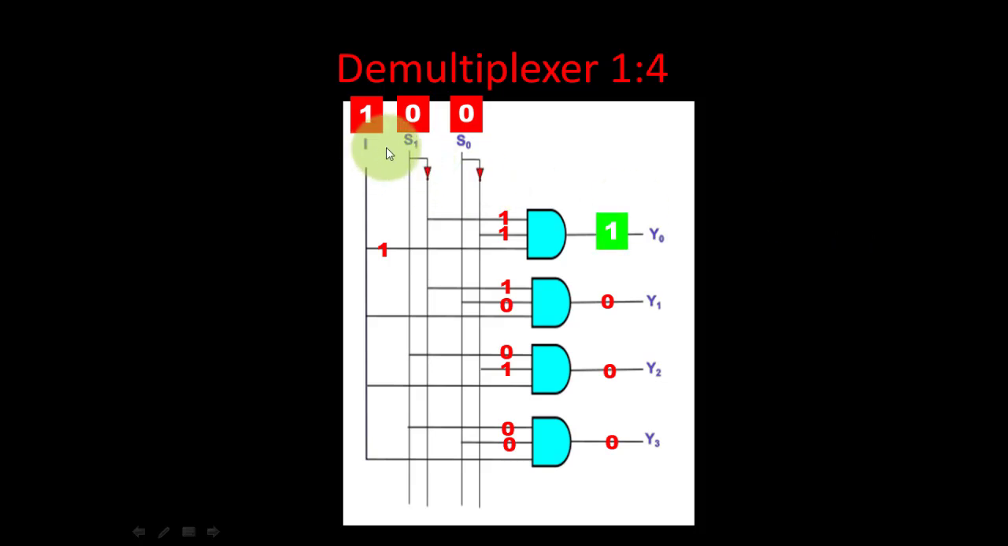So as we conclude, whatever input is there comes at Y0. When the select lines are 0 0, this input appears at the first output. If we make it 0 1, the output will appear at Y1. If it is 1 0, it will appear at Y2. If it is 1 1, the output will appear at Y3. We will actually verify this.